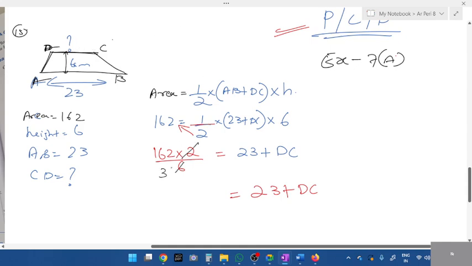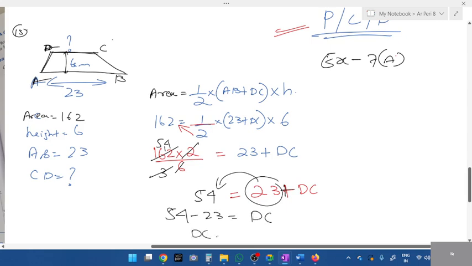Two ones are, two threes are. How many times 3 goes in this? Okay, 54. Now, how is 23 related with DC, students? How are these two joined? 23 and DC. What sign is there in between? Plus, right? So 23 will go to that side and become minus. So DC, find the value, 31 centimeter. Not square. This is just a side, right? You're finding side or area? Side, just the side, 31 centimeter.